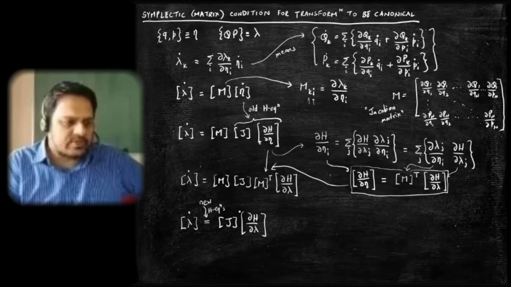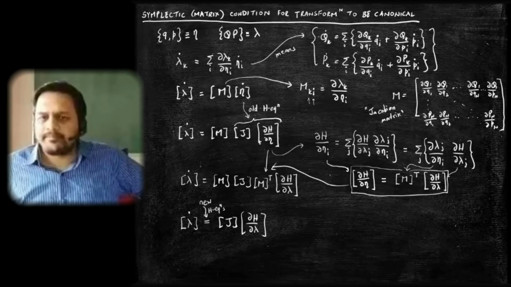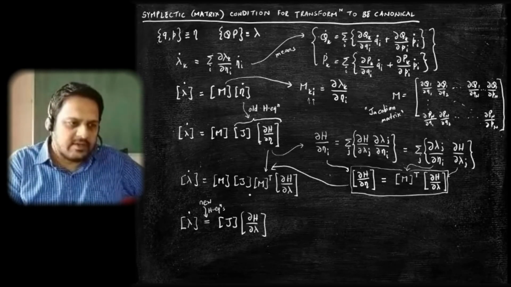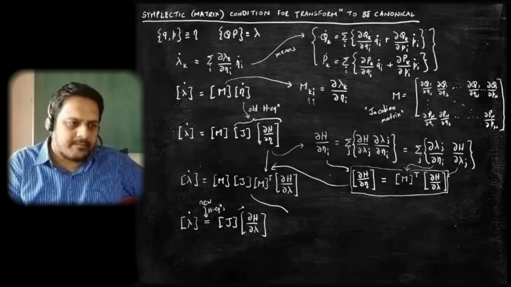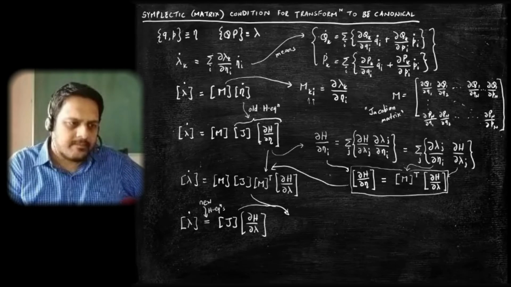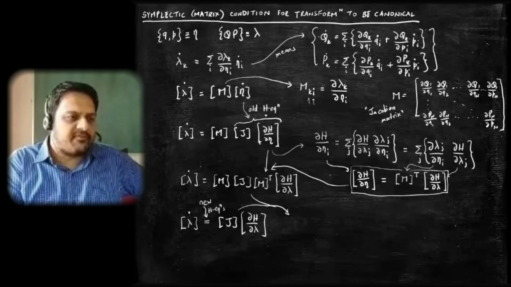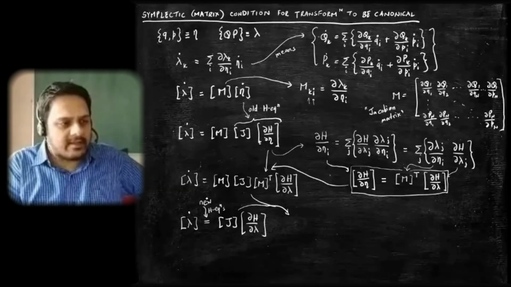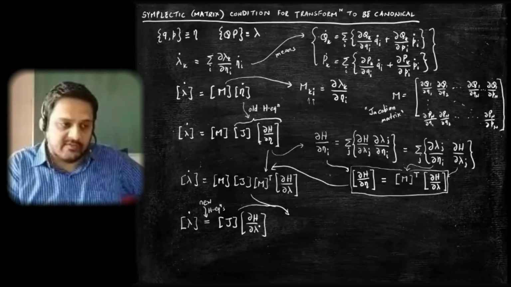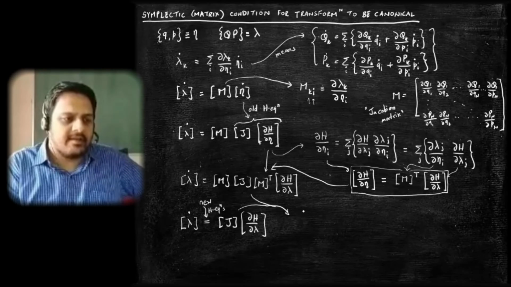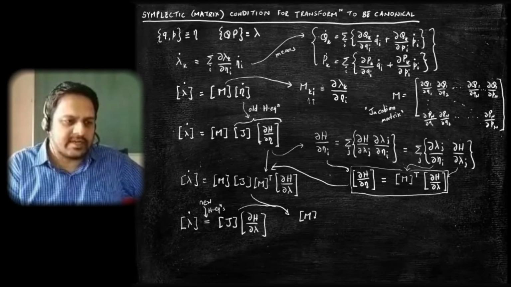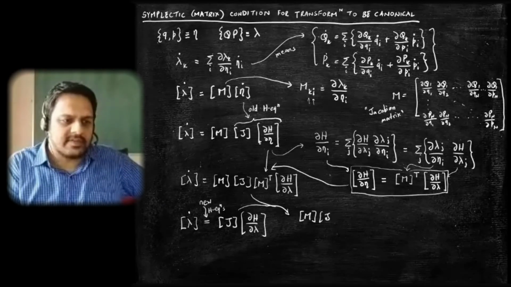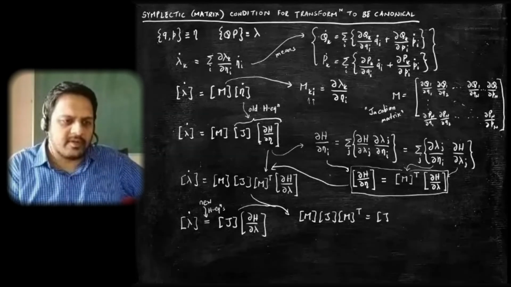If you compare these two equations, what do you see? Basically, you find that if the old Hamilton's equations are also satisfied and the new Hamilton's equations are also satisfied, if both are satisfied, then what is the condition which needs to be satisfied or which arises from here? M J M transpose should be equal to J.